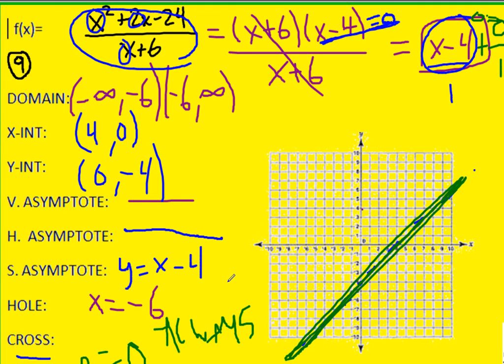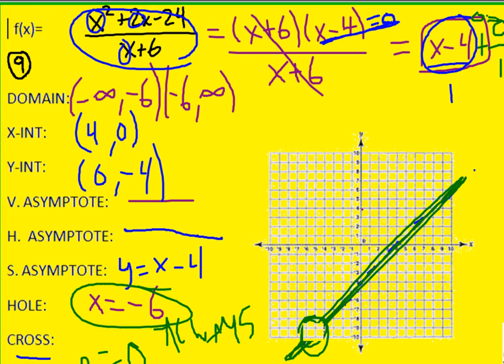The only difference is this hole. At x equals negative 6, we need to have a hole here. So it would probably be best to get out the eraser here even and put that you have a hole. That's what your graph looks like.